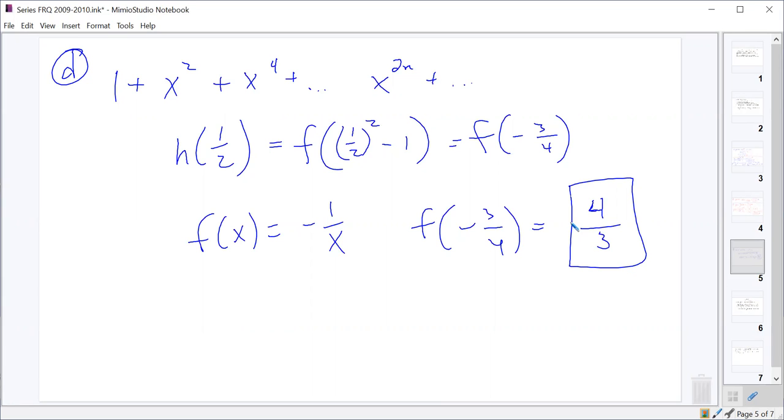And so, yeah, points for this. 1 point for the first three non-zero terms, 1 point for the general term, and 1 point for the answer.